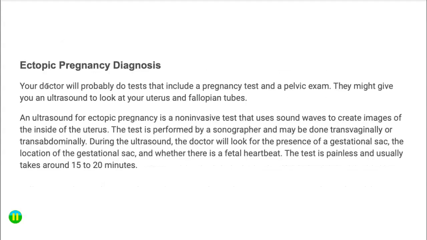Ectopic pregnancy diagnosis. This is done with the help of ultrasounds, pelvic examinations, and pregnancy tests. Now, the ultrasound is a non-invasive test which uses high frequency sound waves, hence the word ultrasound. The test is performed by a sonographer and may be done transvaginally or transabdominally. Usually transvaginally in the initial weeks of pregnancy, or otherwise mostly transabdominally.